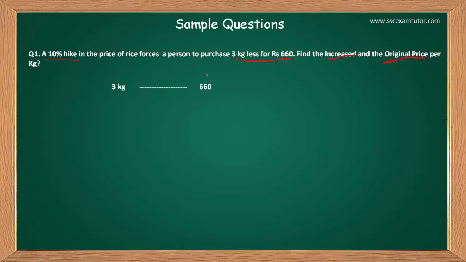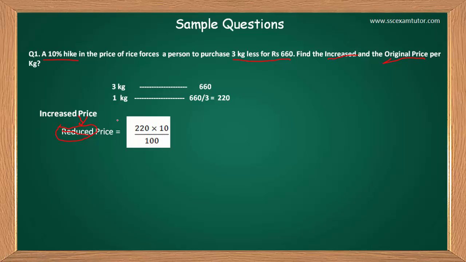So the price of 3 kg is 660. So price of 1 kg will be 660 upon 3, that is 220. And in first part you are asked to find the increased price. So sorry, it should be the increased price. So increased price is equal to this 220 and this 10 upon 100 and solve this, and you will get the increased price.